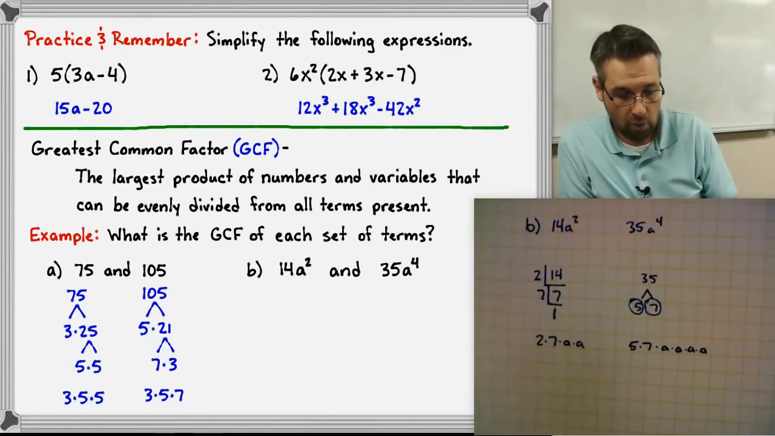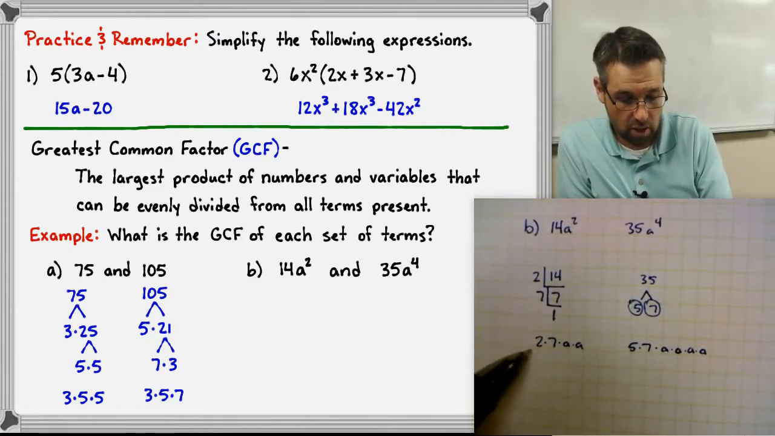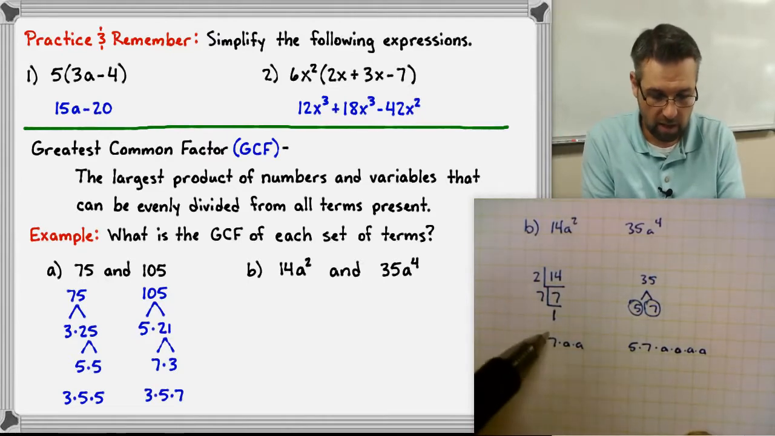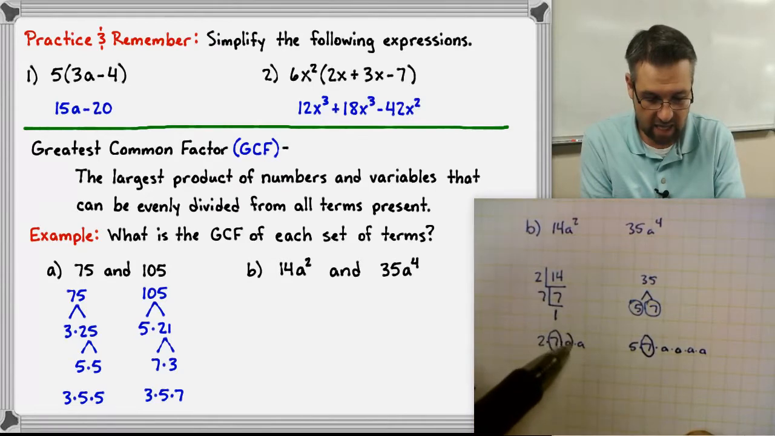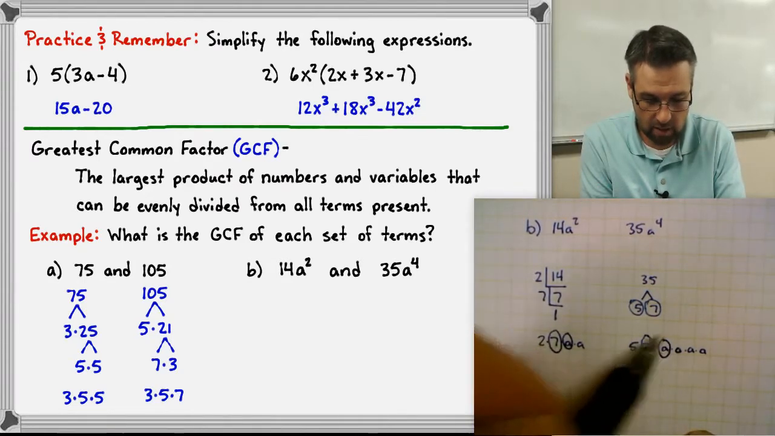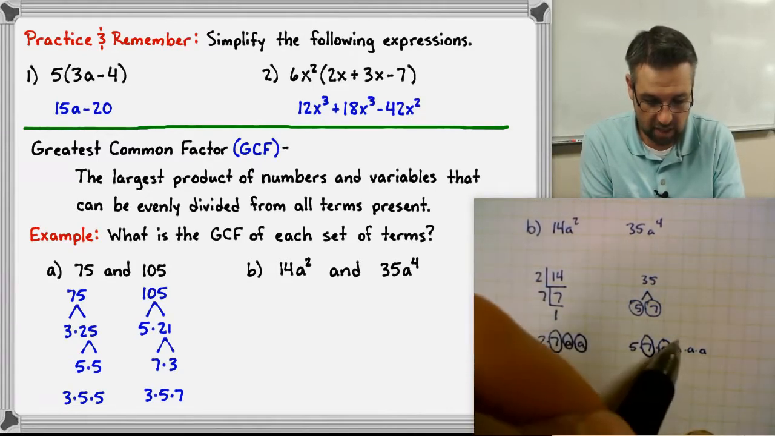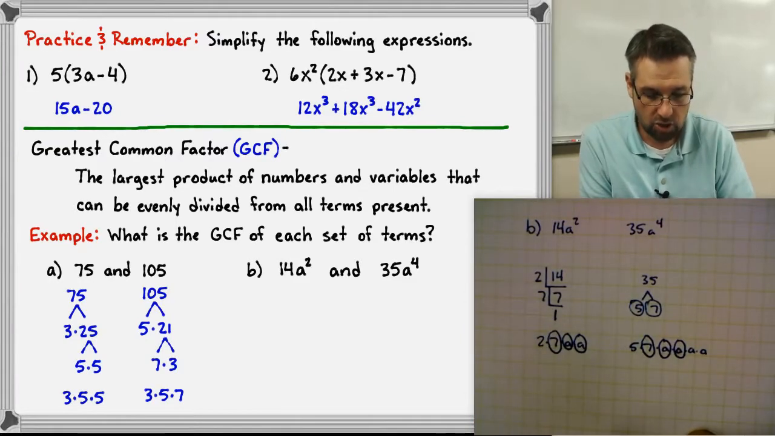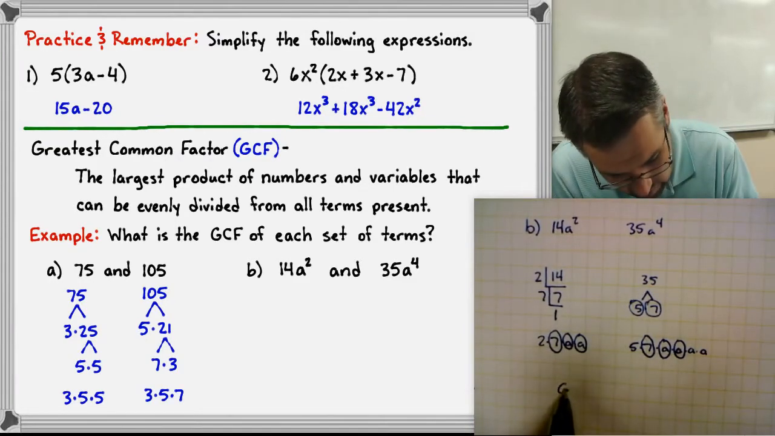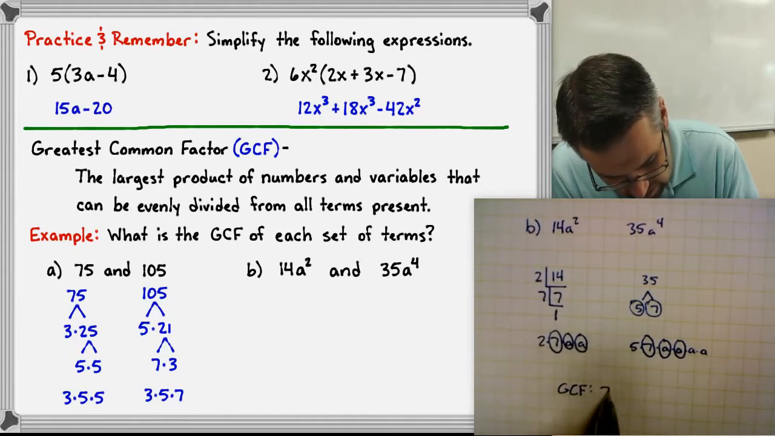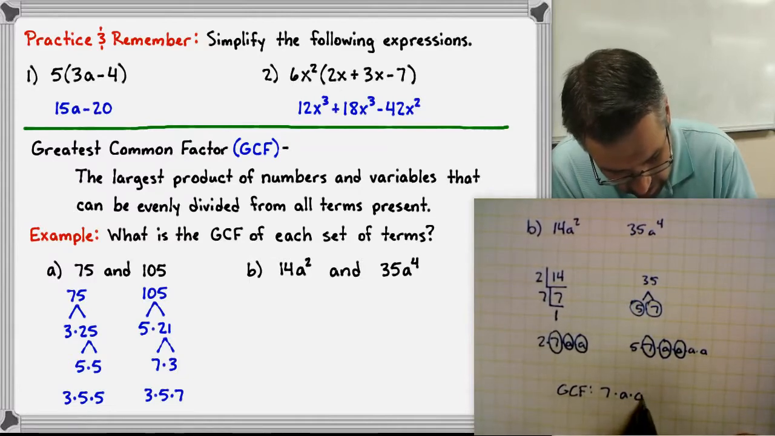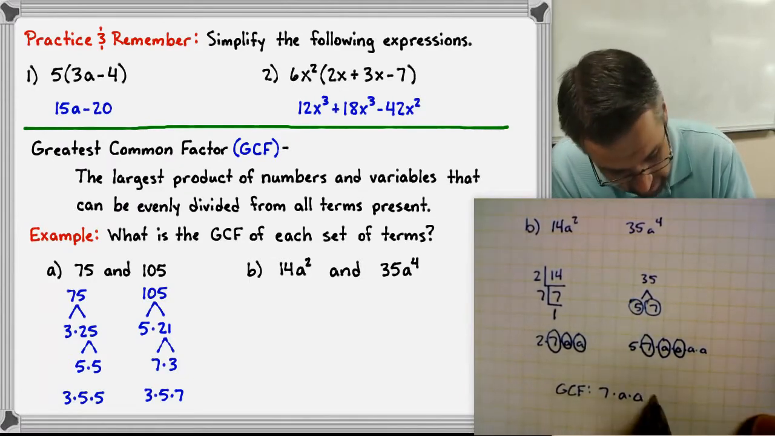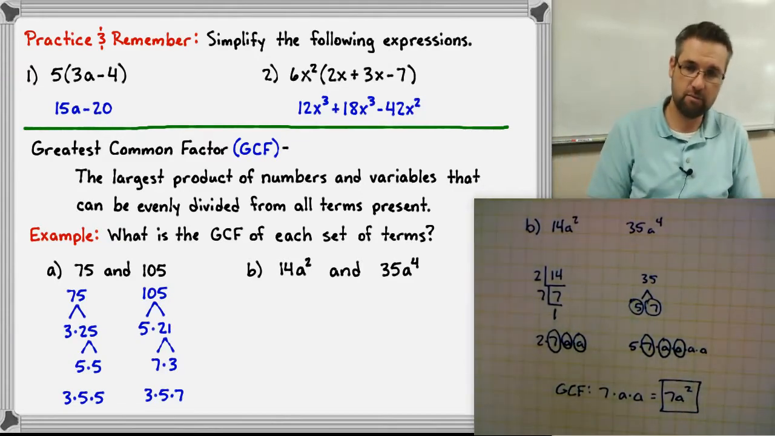Okay? Now we'll circle our common factors. The 2, there's no other 2 here. There's a 7 in both of them. What about the variables? Well, there's an a here that matches with this a. And then there's this a, the second a, that matches with that one, okay? So what do we see? We see our GCF is 7, because they both have a 7, they have one a, and they have a second a. So we would simplify that to say 7a squared. That is our GCF, okay?